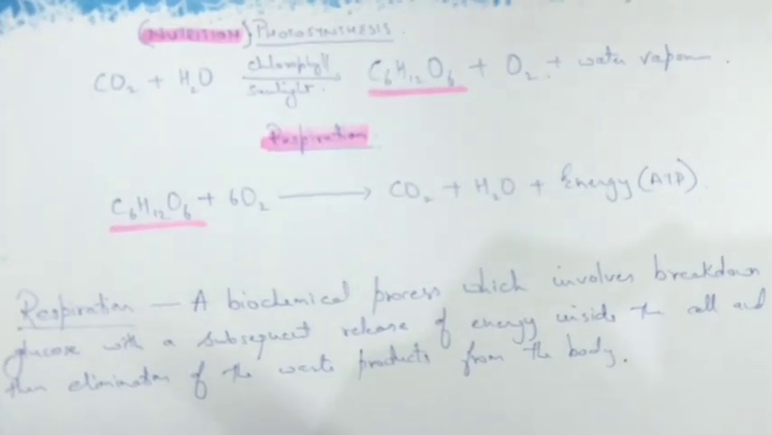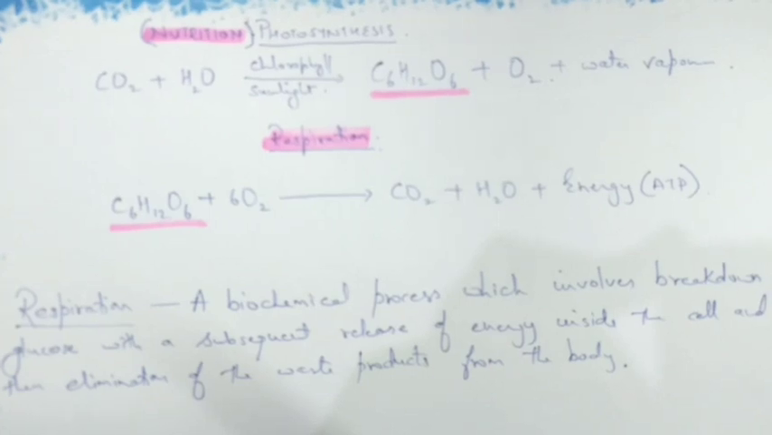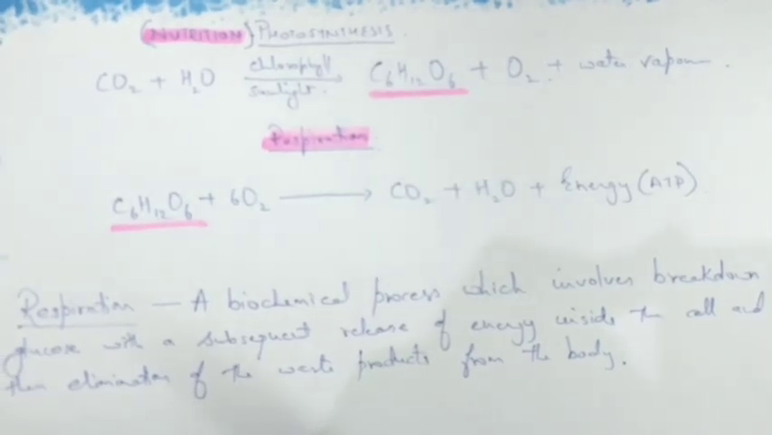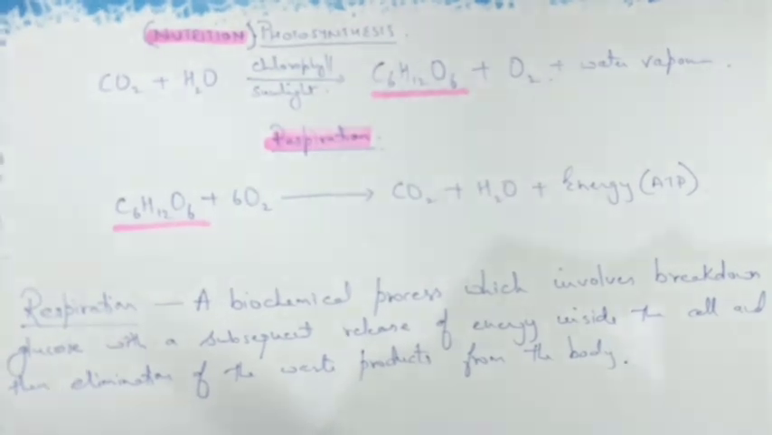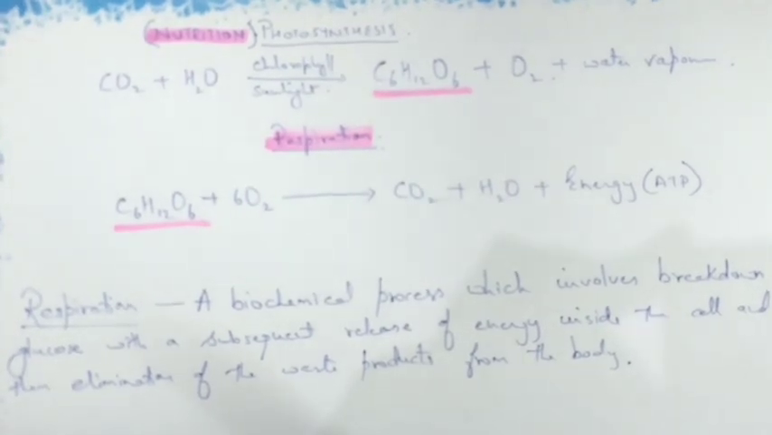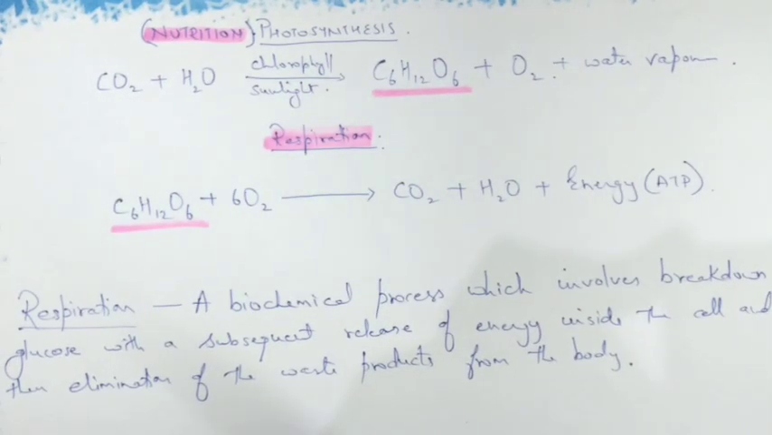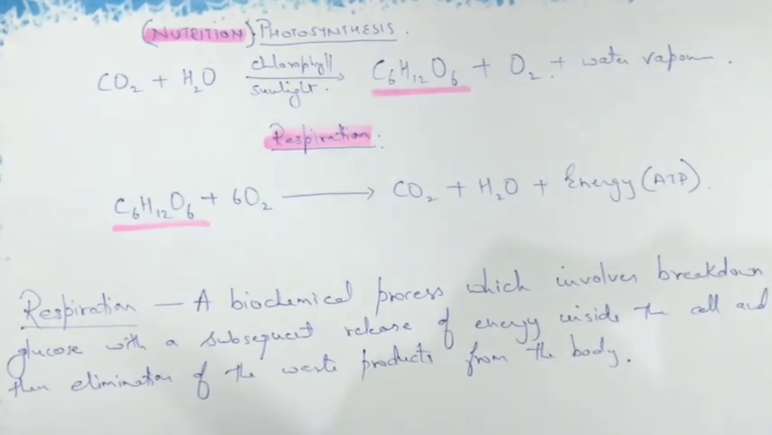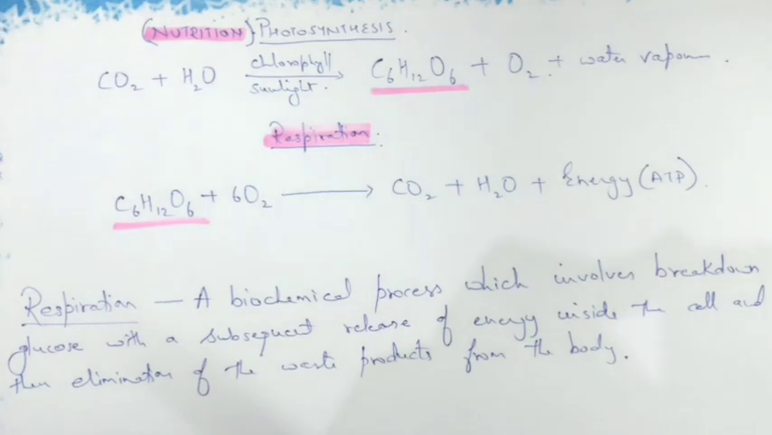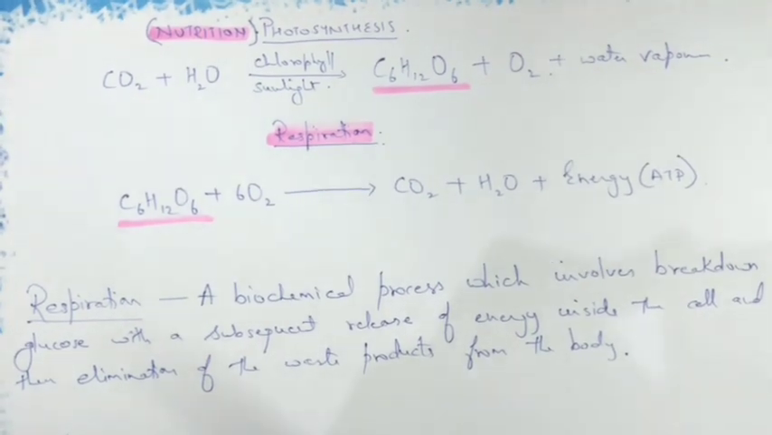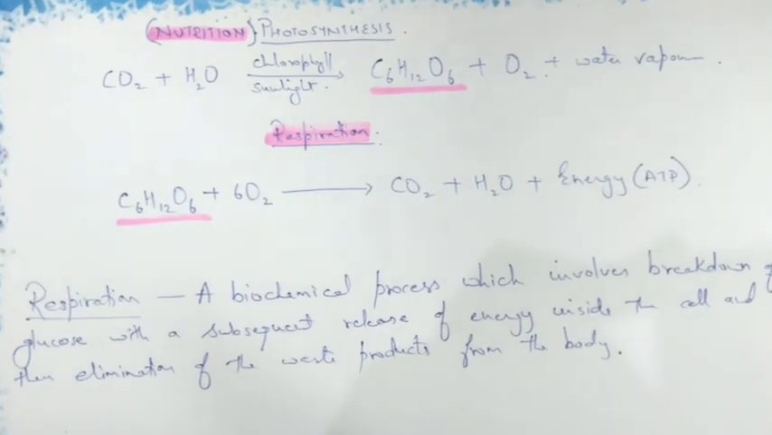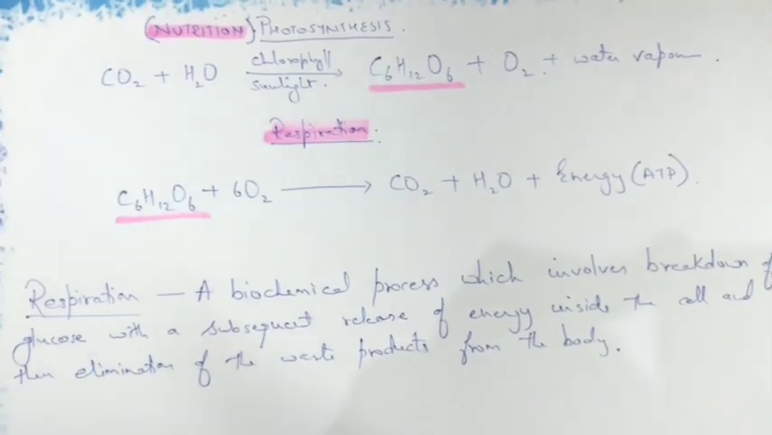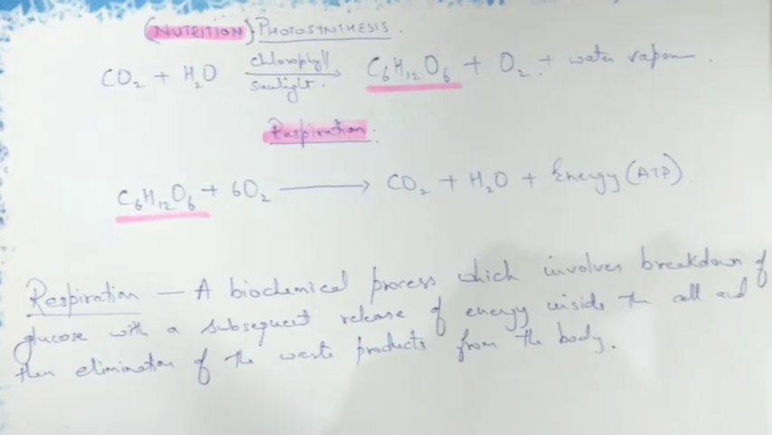Dear students, in the topic nutrition, we studied that autotrophs prepare food in the form of glucose. This glucose is taken up by heterotrophs, digested, and broken down into simpler forms, and these simpler forms reach the cells where they are oxidized and converted to energy. As we all know, we eat food to get energy.